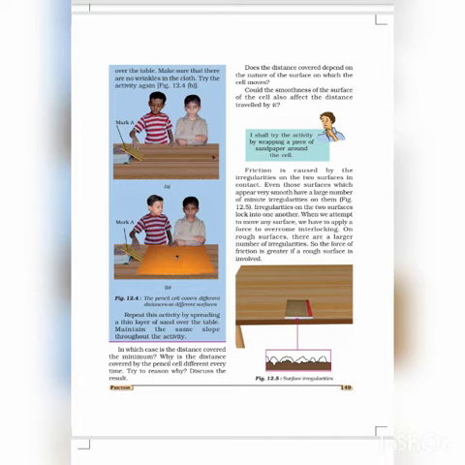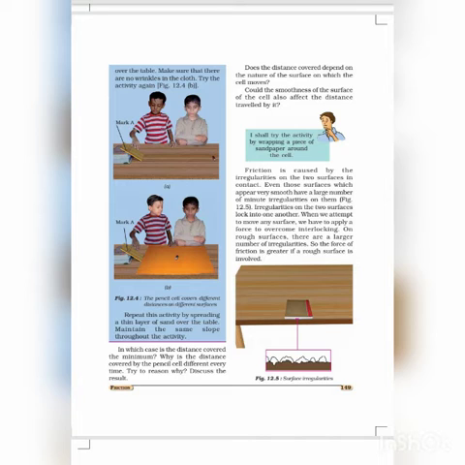Why does this happen? The smoothness of the surface increases or decreases friction. The table was smooth, so the distance covered by the cell was more, as the force of friction was less. Whereas in case of a piece of cloth or in case of sand, the distance covered was less as the friction exerted was more.